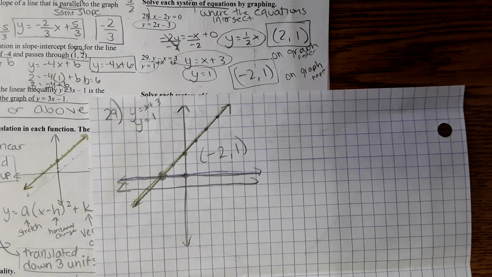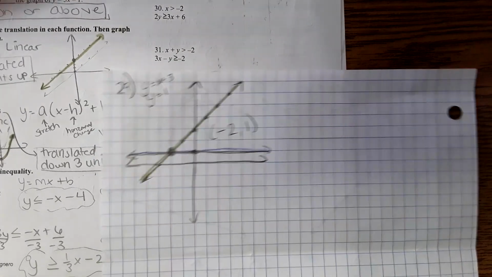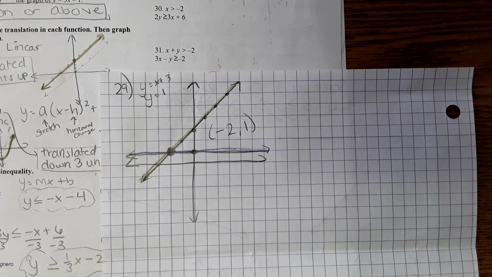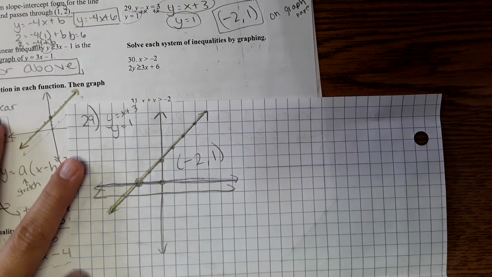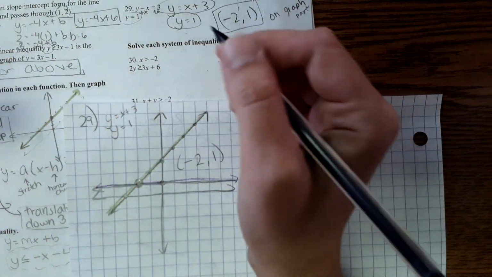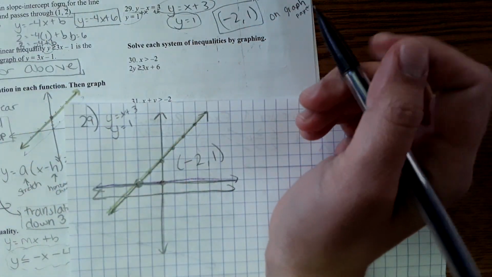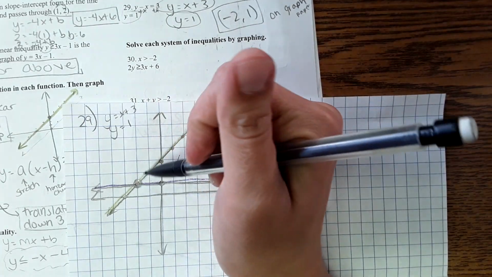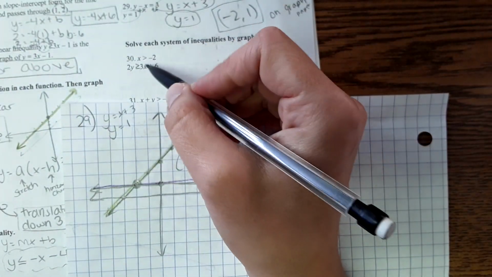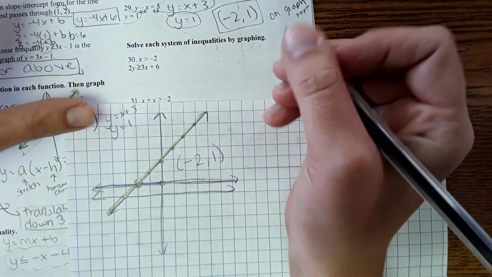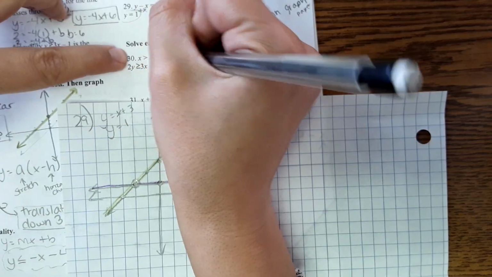Okay, continuing the same concept with the next ones, of course it just builds. It says solve each system of inequalities by graphing. When we solve inequalities, we're not looking for one specific point where it intersects, we're looking for an overlapping section. So we're doing the same thing where we're graphing 2 lines and then we'll be looking at where the shaded parts overlap.